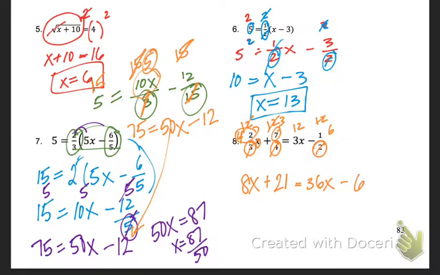Then I solve for x, so I get all of my x's on one side, all of my numbers on the other side. So you end up with 28x equals 27. x equals 27 over 28. You probably got that answer and you were like, that is a weird fraction, but that's okay.